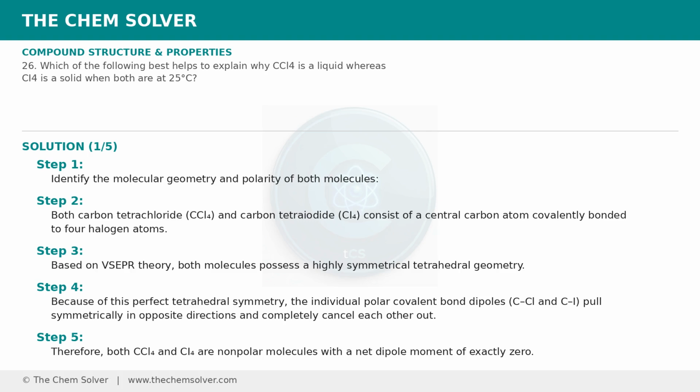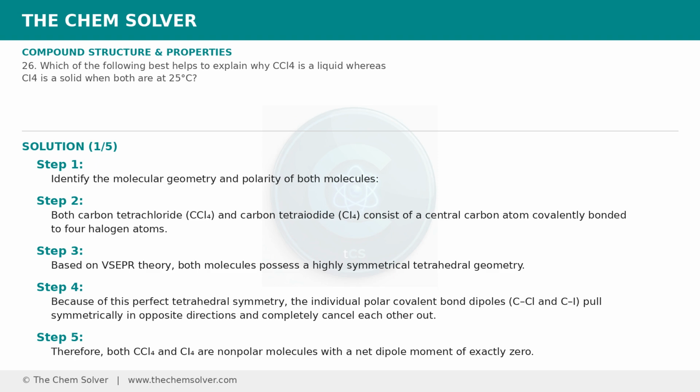Identify the molecular geometry and polarity of both molecules. Both carbon tetrachloride, CCl4, and carbon tetraiodide, CI4, consist of a central carbon atom covalently bonded to 4 halogen atoms. Based on VSEPR theory, both molecules possess a highly symmetrical tetrahedral geometry.